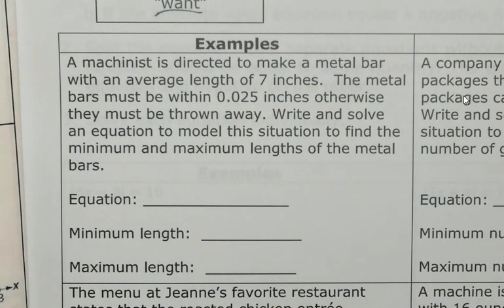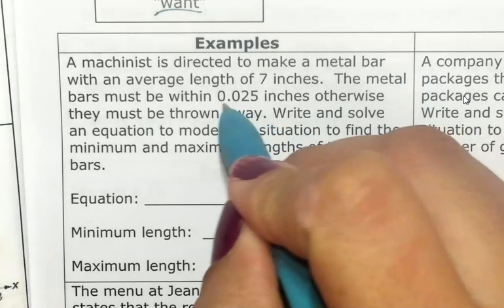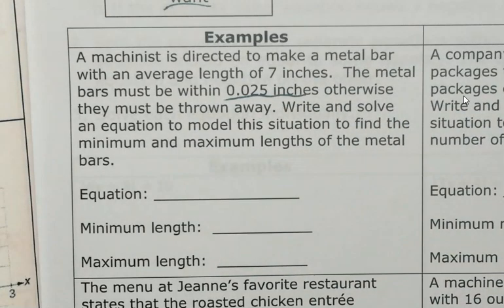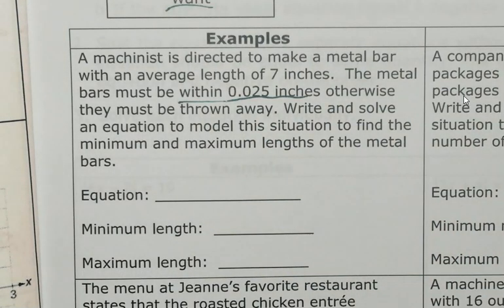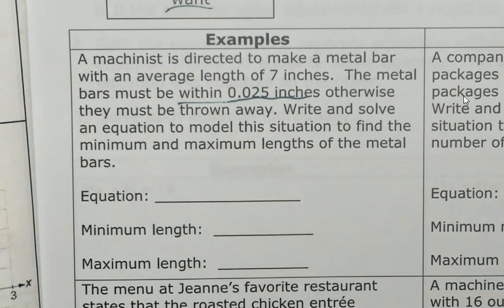And it's not always perfect. Sometimes could be more, could be less than 7 inches, and that's okay as long as it's within this range, within the range of 0.025 more or less. Otherwise, it'll be thrown away.